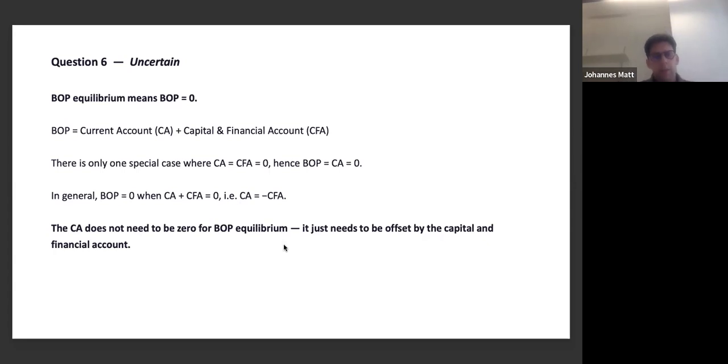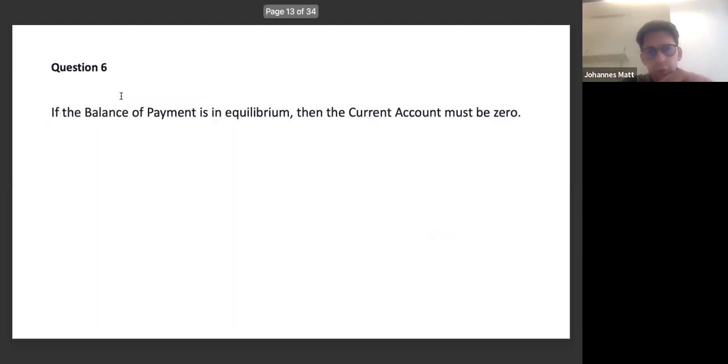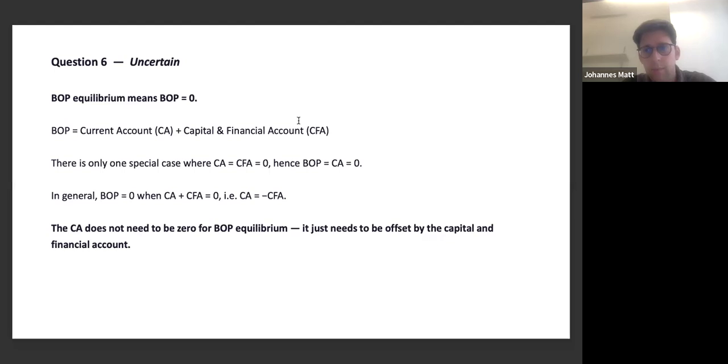Okay, so let's start from the top here, whether it's false or uncertain or true. The question says, if the balance of payment is in equilibrium, then the current account must be zero, right? If I were to rephrase this question, an alternative way of putting this is to say, for the balance of payment to be in equilibrium, that can only happen if the current account is equal to zero. And as we just discussed, that is not the case.